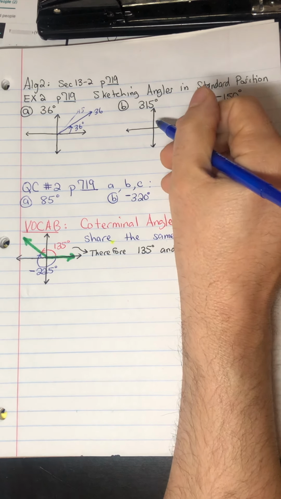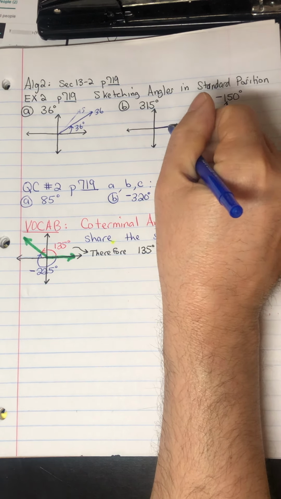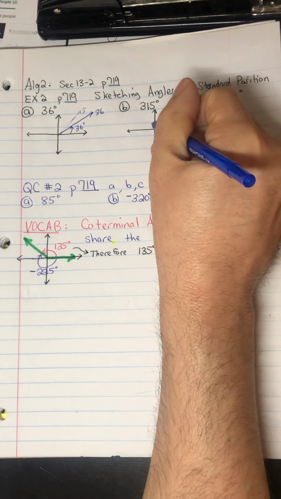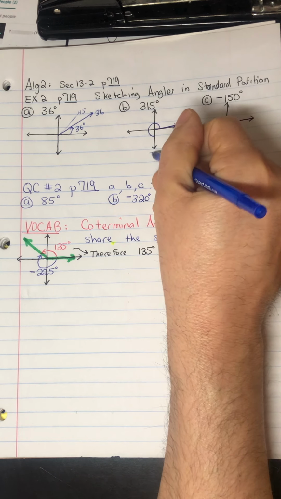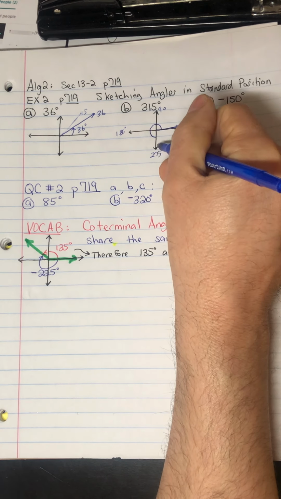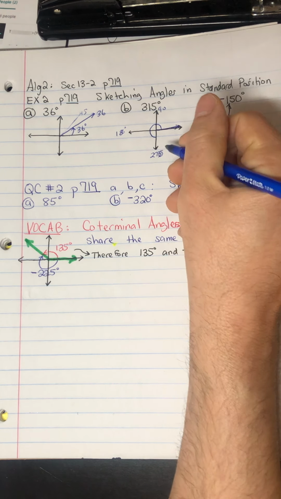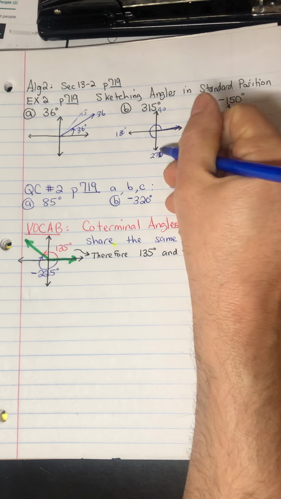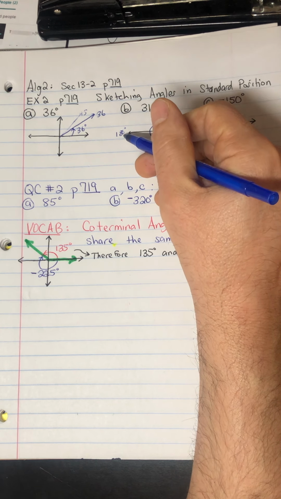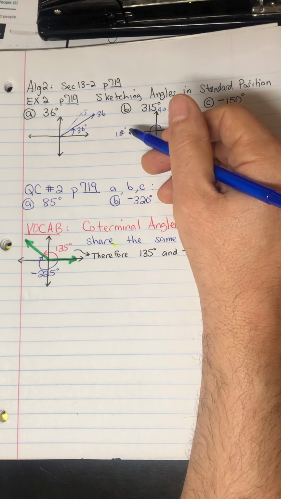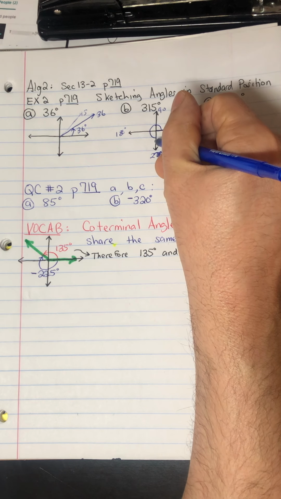Look at B, 315. Well, let's see what's going on here. Starting here, always start here, the positive x-axis. This is 90, and 90 more is 180. 180, and this is 270. That's 180, that's 90. So we're at 270. 90 plus 90 is 180. 180 plus 90 is 270. Yes. Okay, so now we need to know what 315 is.